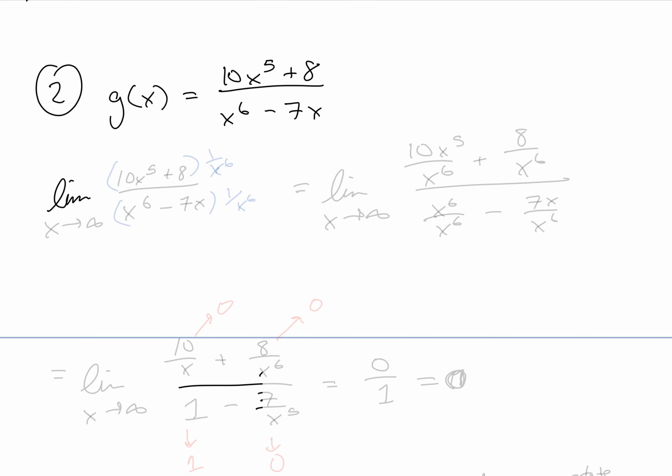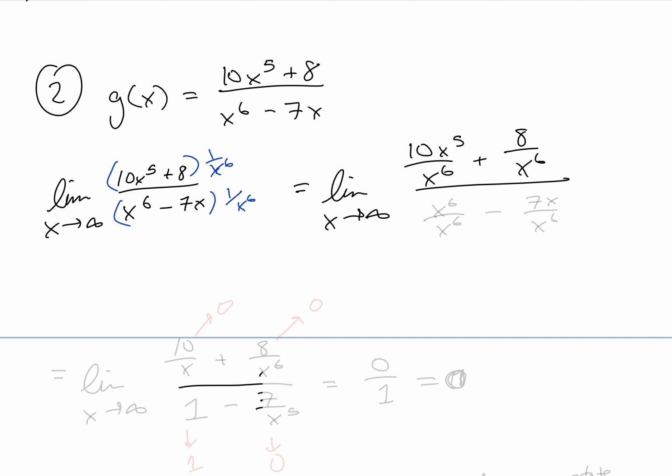So again, we're looking at the limit as x goes towards infinity of our function 10x to the 5th plus 8 divided by x to the 6th minus 7x. And we're going to use that same method again of dividing the top and the bottom by the highest power in the denominator. And that will give us the limit as x goes towards infinity of 10x to the 5th over x to the 6th plus 8 over x to the 6th divided by x to the 6th over x to the 6th minus 7x over x to the 6th.